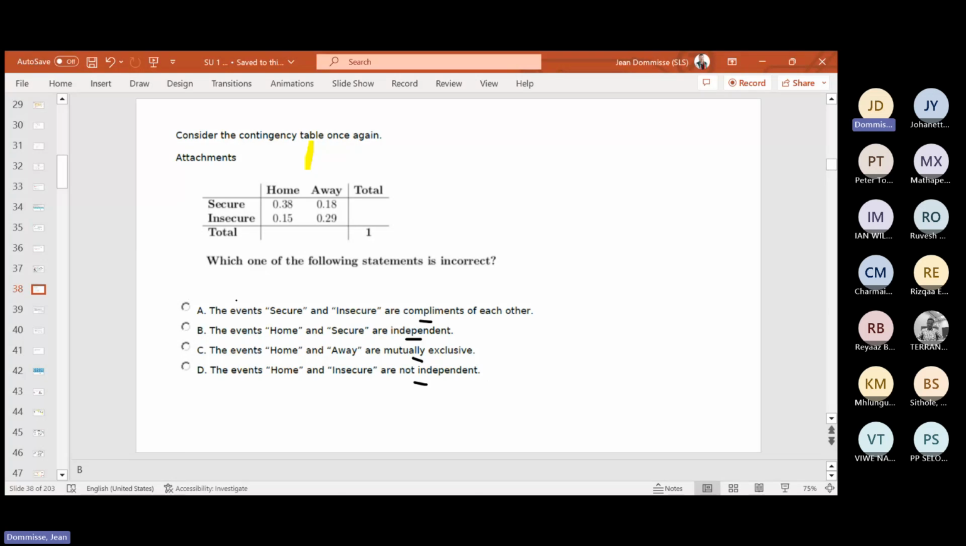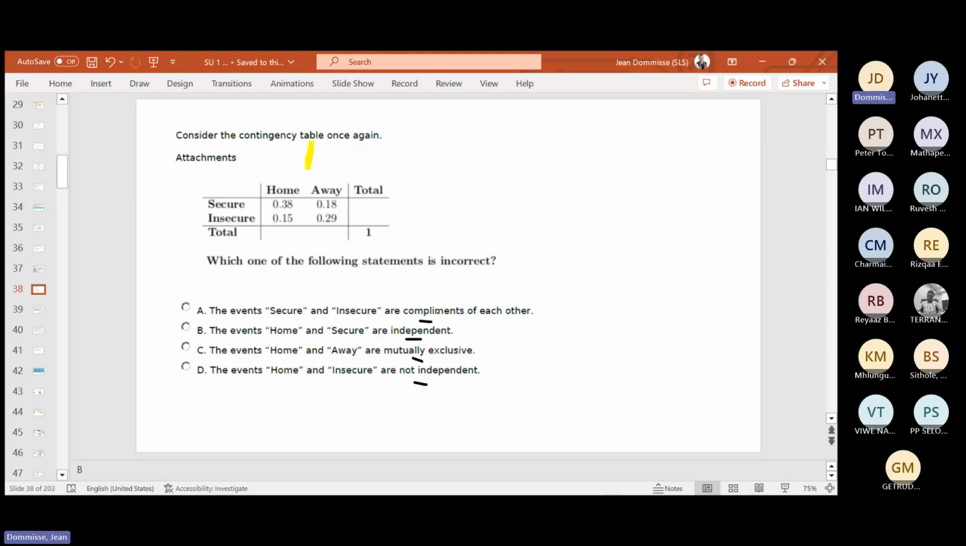So let's look at the events secure, and they ask us incorrect. So they ask us incorrect, so that is also just one to remember. Secure and insecure are complements of each other. Yes, it is. Okay, so secure and insecure will be complements of one another. Home and away will be complements of one another.